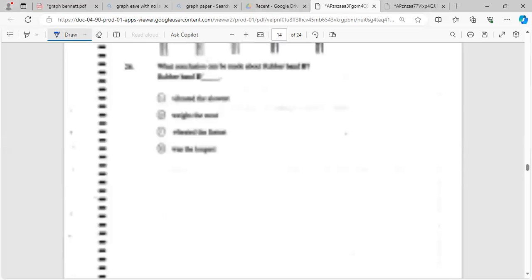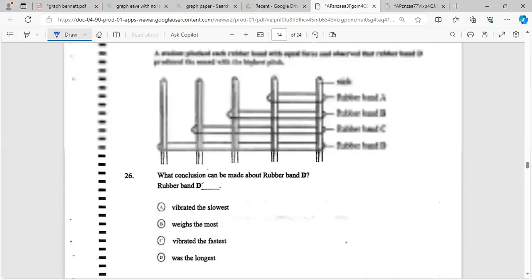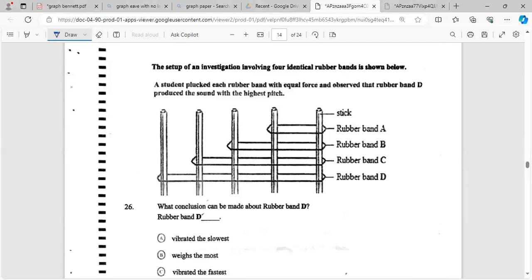Oh god, I think I got too far. Let's move on to 26. The setup of an investigation involving 4 identical rubber bands is shown below. A student plucked each rubber band with equal force and observed that rubber band D produced the sound with the highest pitch. So the one with D produced the highest pitch. Which conclusion can be made from rubber band D?